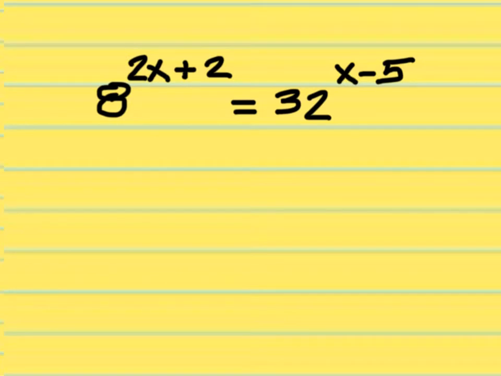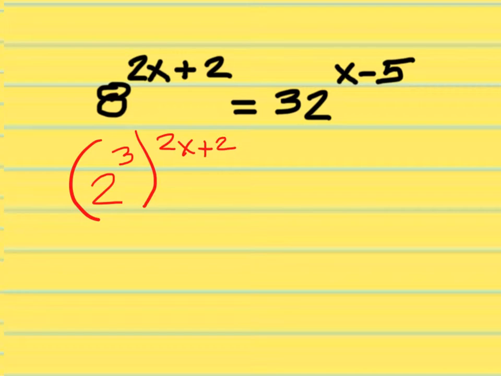Alright, 8 and 32. We can't change 32 to a base of 8, and we're not going to change 8 to a base of 32, but we can use another number, some number to a power that would be 8, and then in another case would be 32. That number is 2, and 2 to the third is 8. On the right hand side, 2 to the 5th is 32.